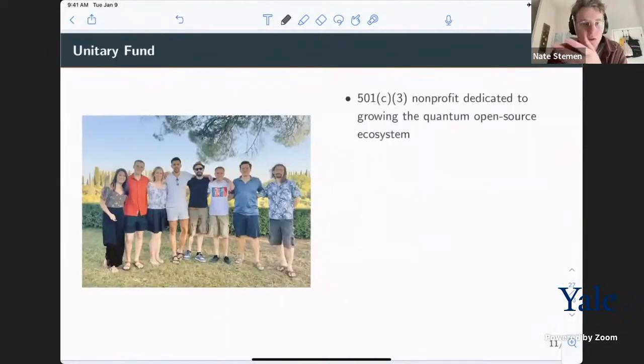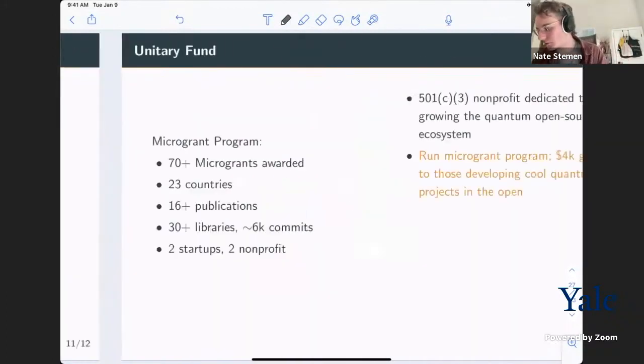All right, and so now I'm going to switch over to talking a little bit about Unitary Fund and the group and organization that has supported the building of Mitiq, among other things. Unitary Fund is a nonprofit dedicated to growing the quantum open source ecosystem, and we're a very small team. This is everyone that works at Unitary Fund. Basically our mission is to grow quantum open source, and we do that in a few different ways.